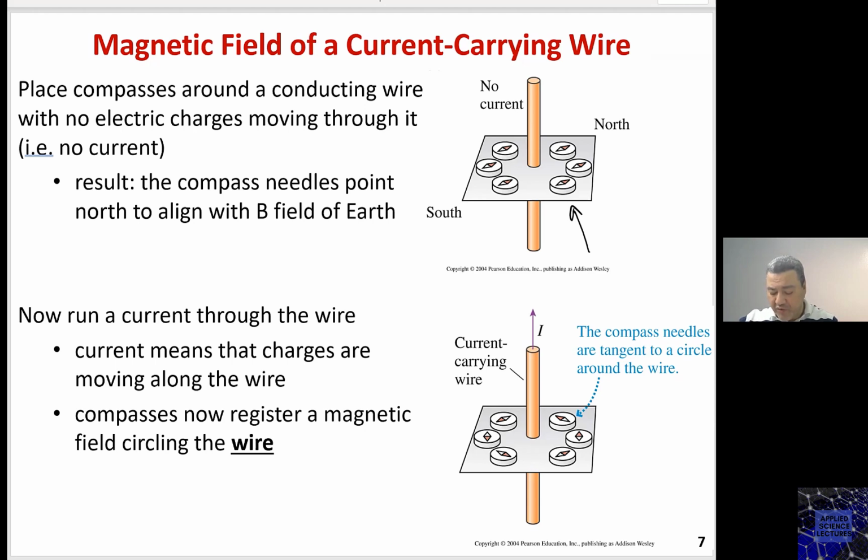However, when I run a current in this wire, now this current is going to induce a magnetic field. This magnetic field now is going to force those compasses to be aligned such that they are always pointing tangential to the magnetic field lines induced by this wire. So you will see that they will create a path that is circular in shape. So let's look now at this magnetic field.